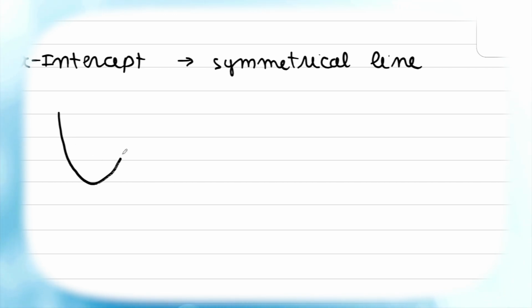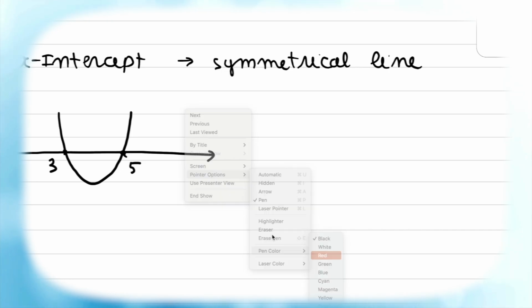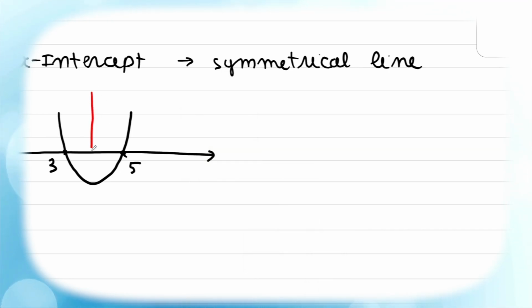You have the parabola form like this one. The point of this one is 3 and the point of this one is 5. The symmetrical line will divide this into two parts. We have the symmetrical line here. One x-intercept is x equal to 3, another x-intercept is x equal to 5. So the 3 here and the 5 here will be reflected together through this point. This means the distance from here to here will be equal.